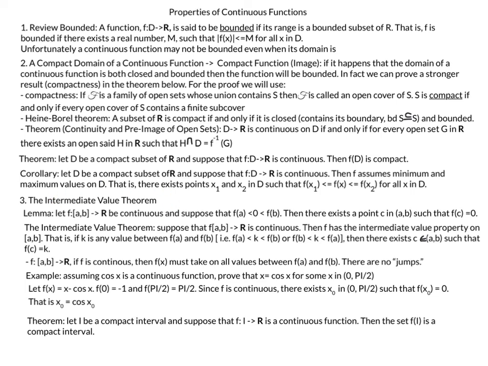And then we talked about the intermediate value theorem. First, we went through the lemma: if f is continuous and we have some value less than 0 and some value greater than 0, then there must exist a point c such that f of c is equal to 0. And we did the intermediate value theorem. And then there's another theorem I should also mention. Let I be a compact interval, and suppose that f goes from I to R and is a continuous function, then the set f of I is also a compact interval.